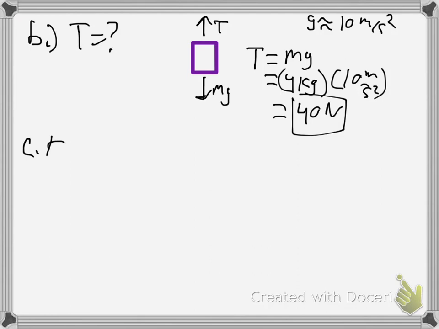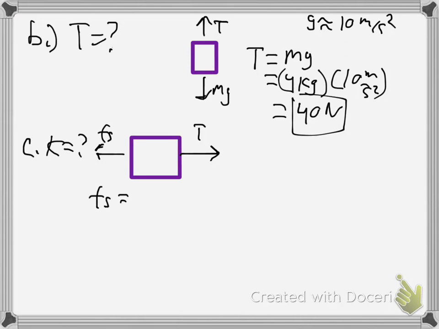And then C asks us about the spring constant, so we're looking for k. Well, if we look at the 8 kilogram block, let's just look at the forces in the x. Remember, we had tension, and then we had the spring force to the left. If we are in equilibrium, which we are, then the spring force is going to equal the tension force. So the spring force is also 40 newtons. Now, of course, it's to the left.